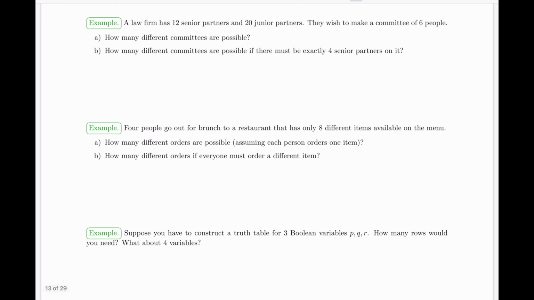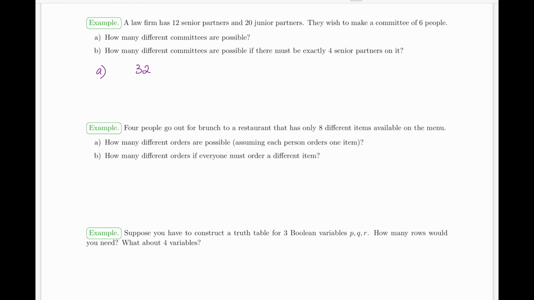Next up, we have a law firm that has 12 senior partners and 20 junior partners. They wish to make a committee of 6 people, and we're interested in actually 2 different things. First, how many different committees are possible overall? So no restrictions on who goes into the committee. So I have 12 plus 20, I have 32 people in total, and my committee is to contain 6 people.